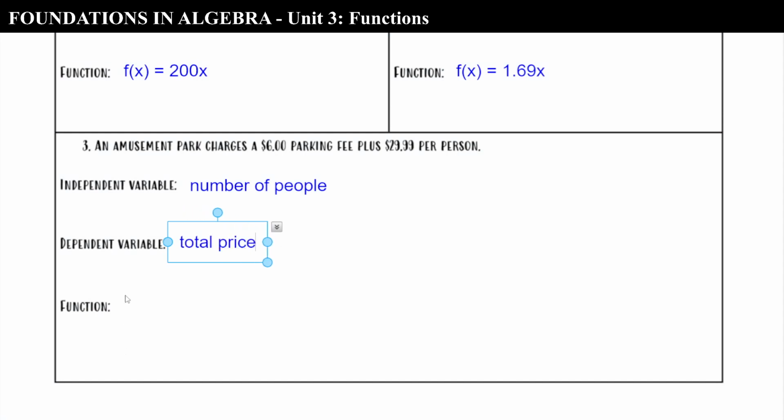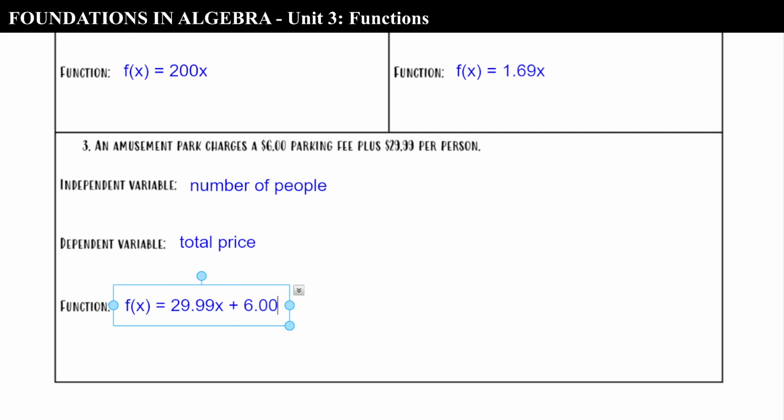Now, unlike the first two examples, this one we're going to have to add something in here. The total price is going to be determined by how many people we have. So we have to multiply the price per person by the number of people we have. So that's $29.99x. But we also have to add the $6 parking fee to that. So our total price will be $29.99 times the number of people plus the $6 parking fee.